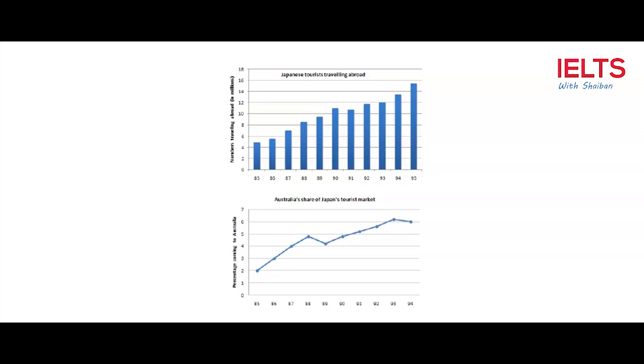So we can have, let's say, some big changes in 1985, for example, for Australia's share of the Japanese tourist market. Again, the graph starts from 1985, and this is, we say, a gradual change. Then we have a slight drop in here, so this can be called a decrease or a decline. Then another steady, slight or gradual increase, reaching 1993, then a little drop till 1994.